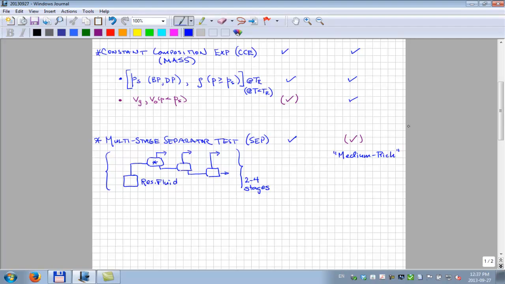It's like going to a class in Spanish or some foreign language you don't know. There's so many new terms that you're learning in the course. I don't do it to confuse you, but these are terms that are going to keep coming at you in later courses. A medium rich gas condensate.